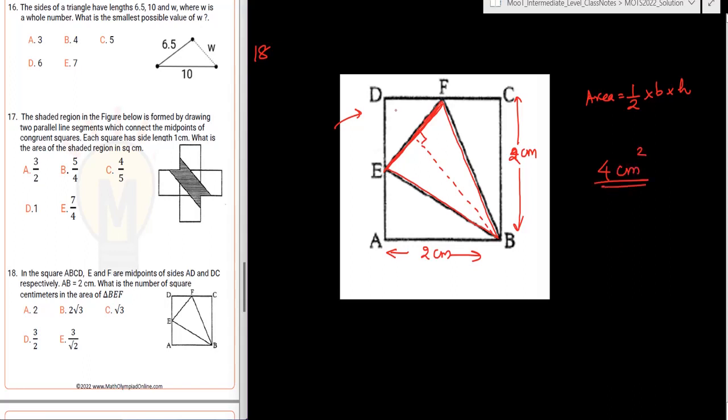Okay. Now, instead of finding the area of the triangle BEF, we can find out the area of the remaining portion, which is this triangle here, ABE, and this triangle here. Once you find the area of those triangles, you can subtract them from the total square area to get the center triangle area. The idea is quite simple.